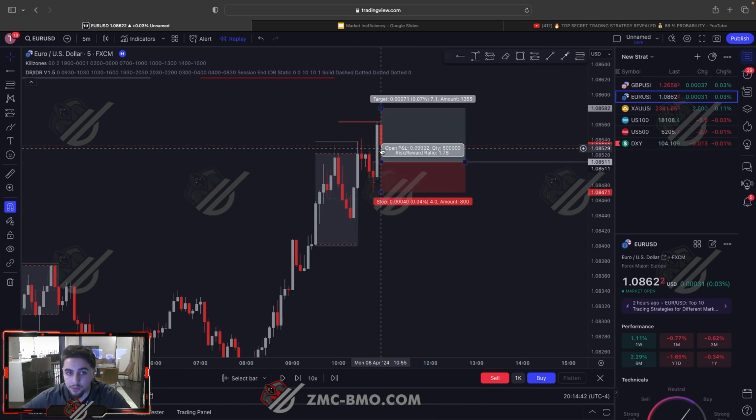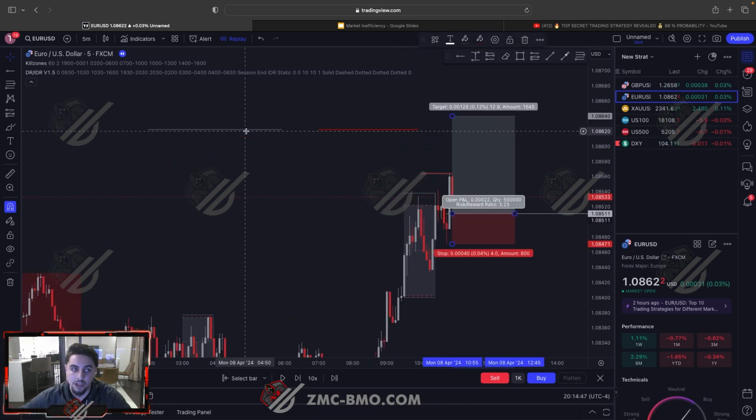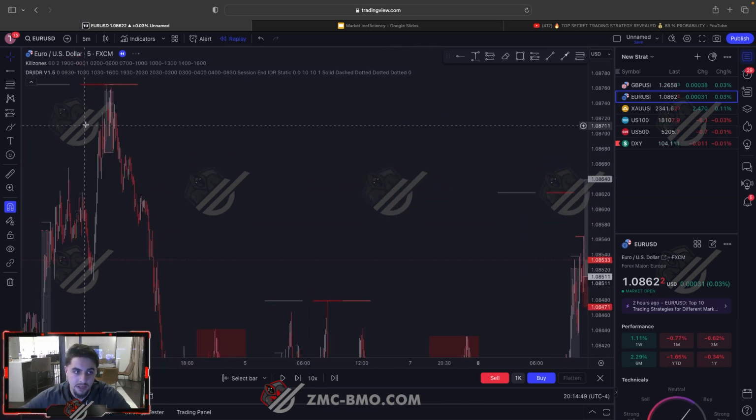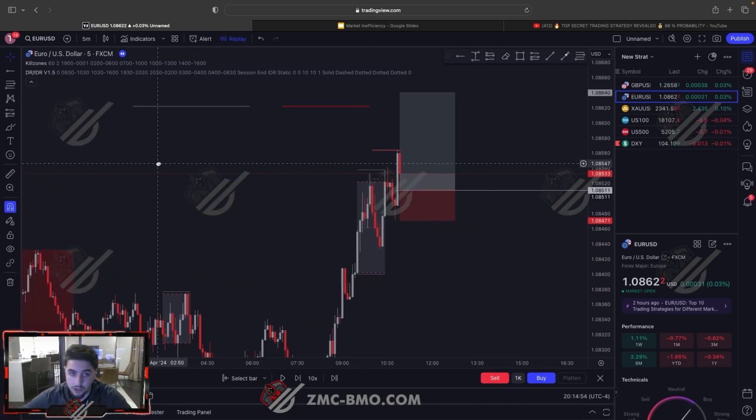So you can see price pulled back and start to reject from the IDR. You could have looked to execute buys from there, and you could have looked to target some previous inefficiencies. Okay, but that's all irrelevant for now. We'll just focus on execution.